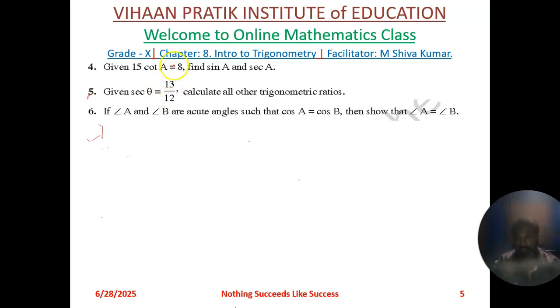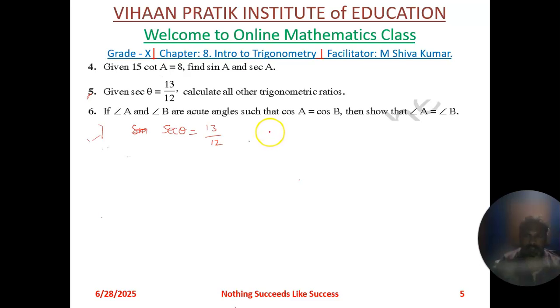Okay, right. Now in problem number 5, what is given is, it is given that secant theta equals 13/12.